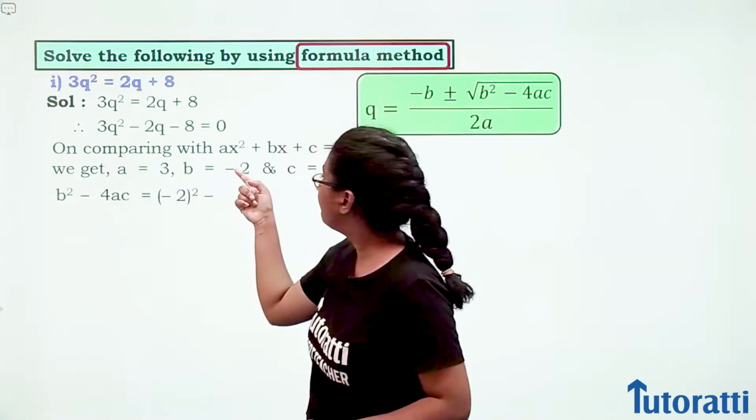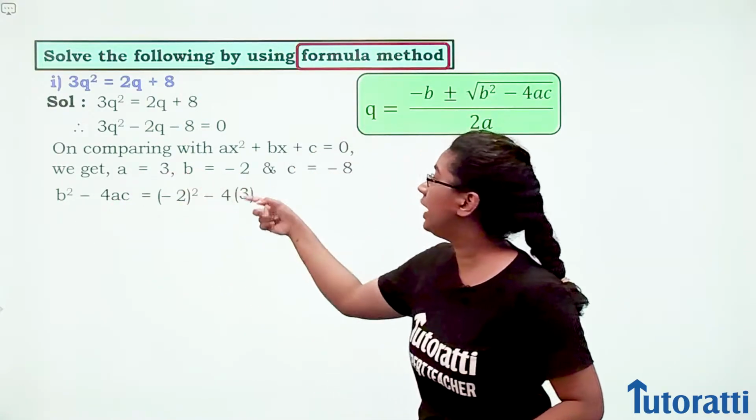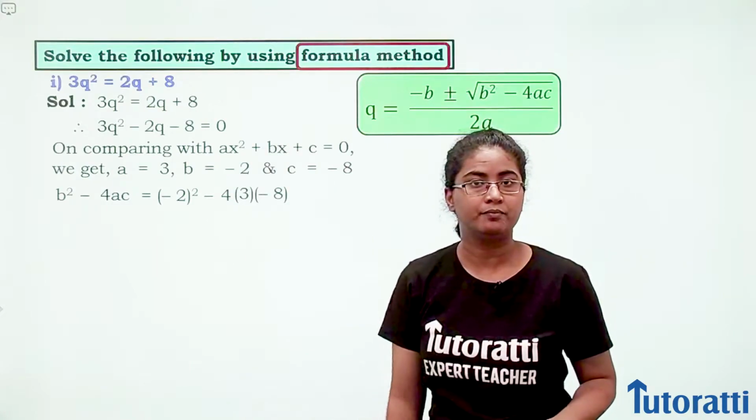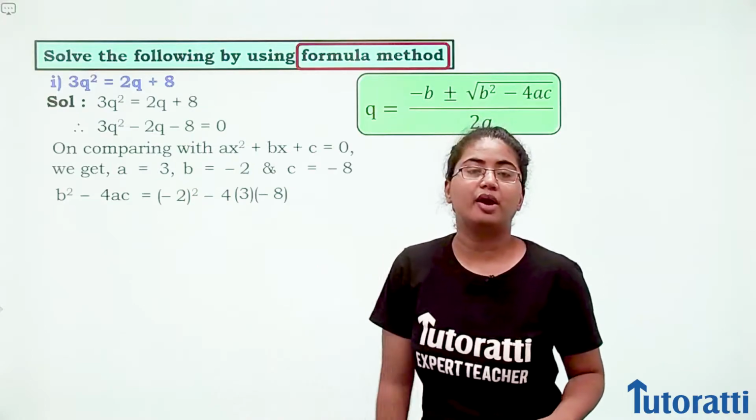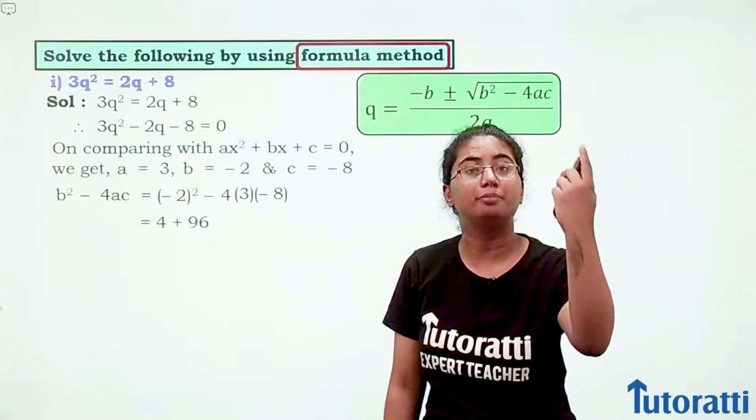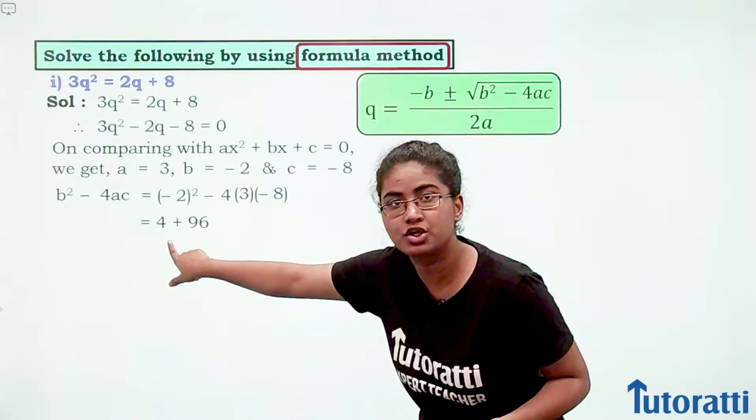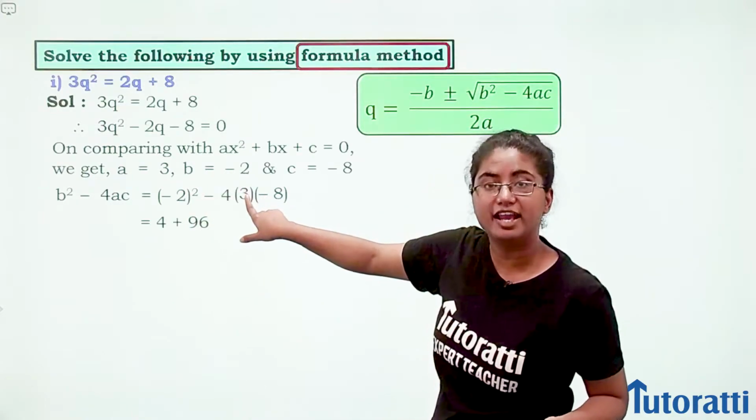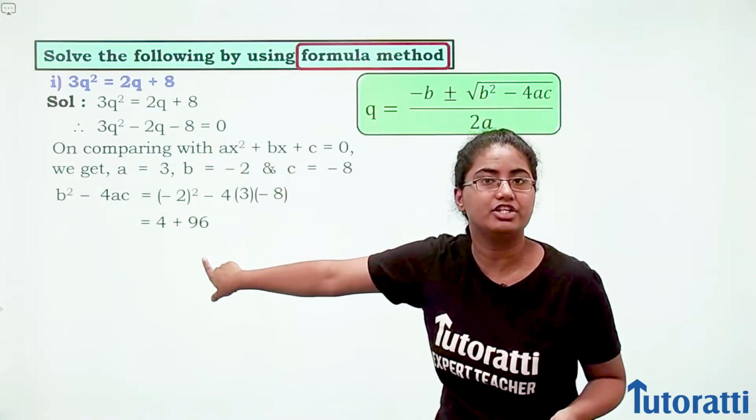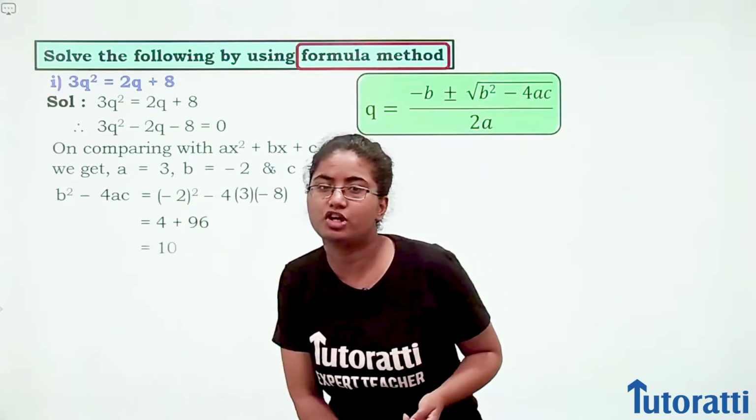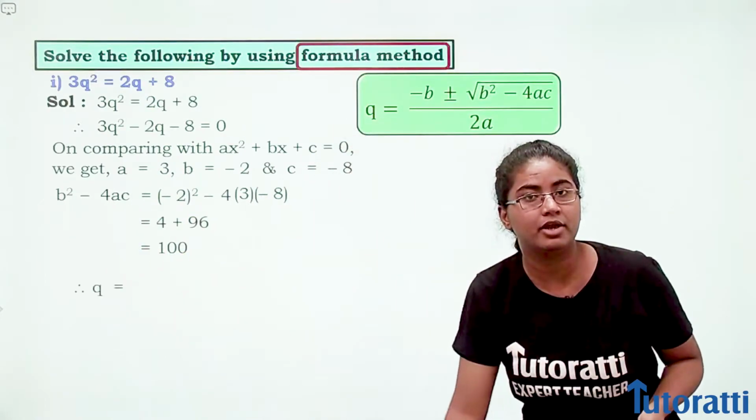b square is minus 2 square minus 4 into a into c. Easy? Now minus 2 का square क्या होगा? It is plus 4, and then minus minus plus, 4 3s are 12, 12 into 8 is 96. 96 plus 4 is 100. So b square minus 4ac का value मिल गया.